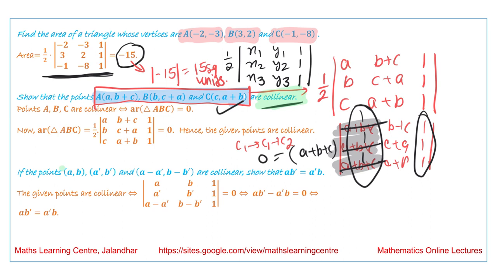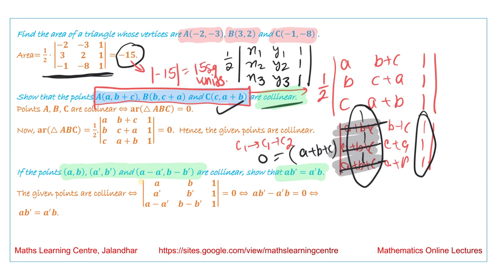Next is, if the points (a, b), (a', b'), (a - a', b - b') are collinear, we have to prove that ab' is equal to a'b. So again, we have written the condition for collinearity.